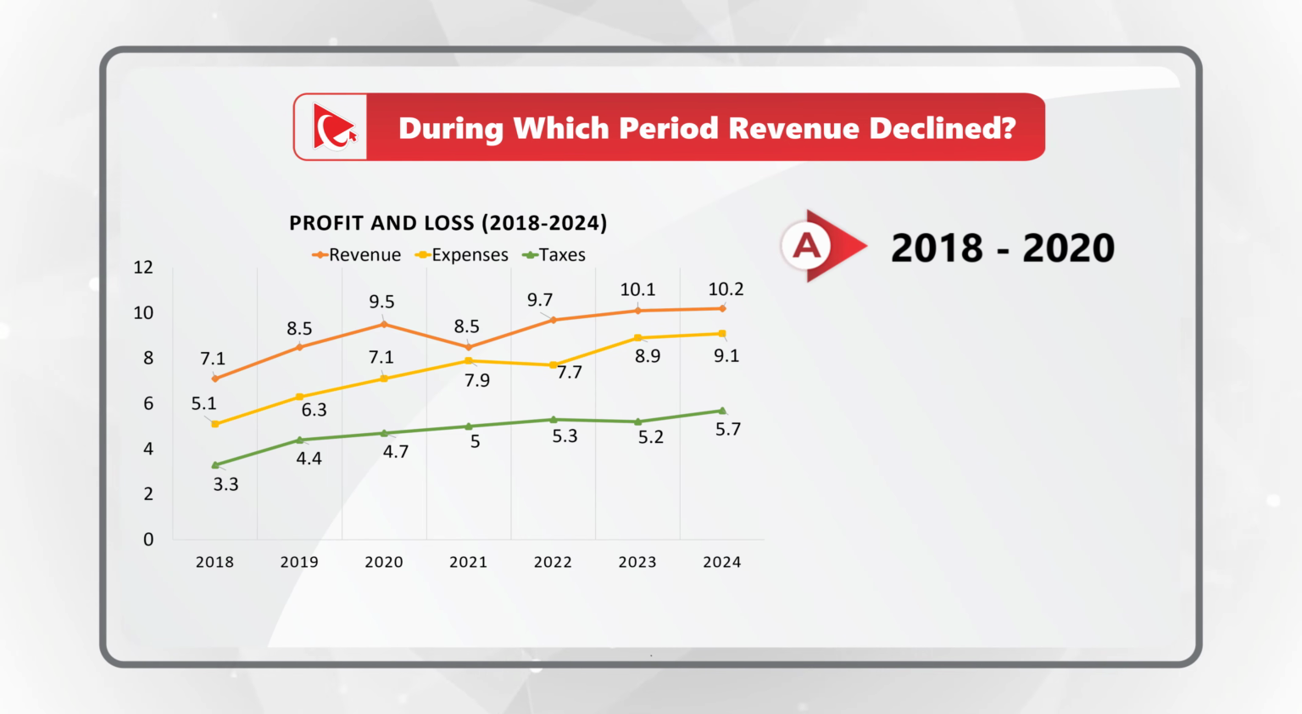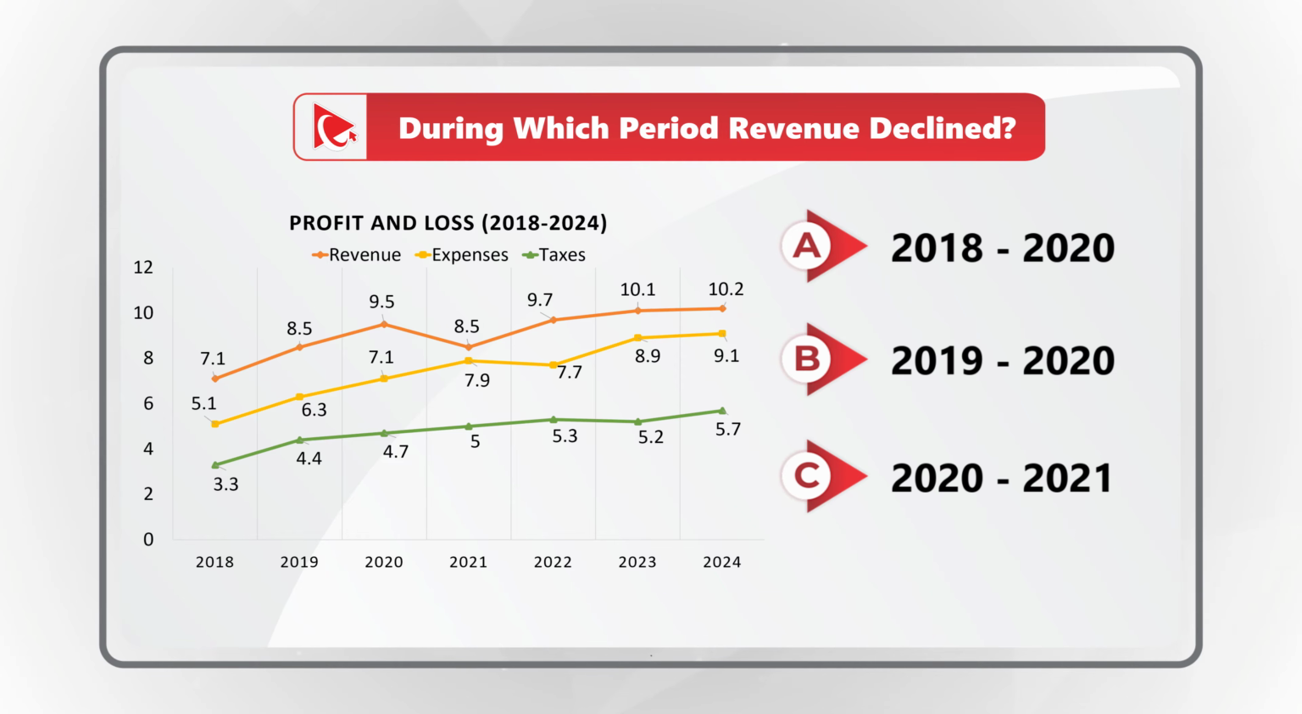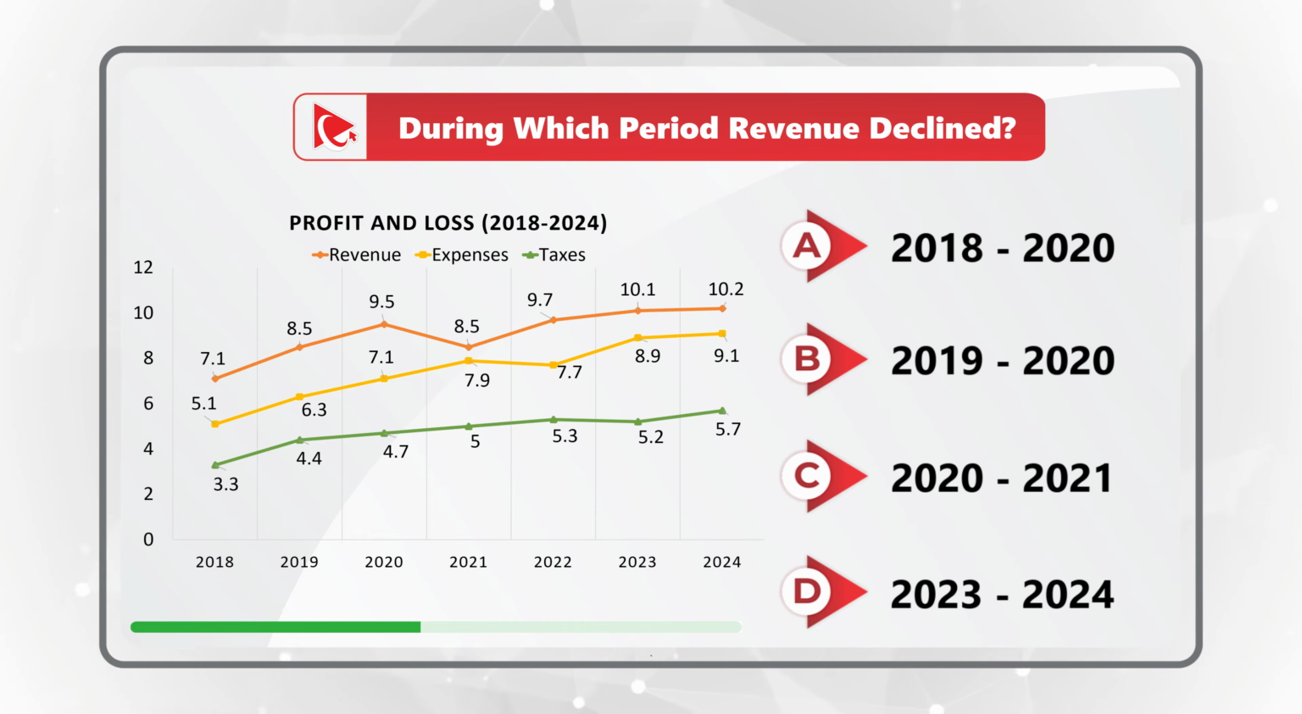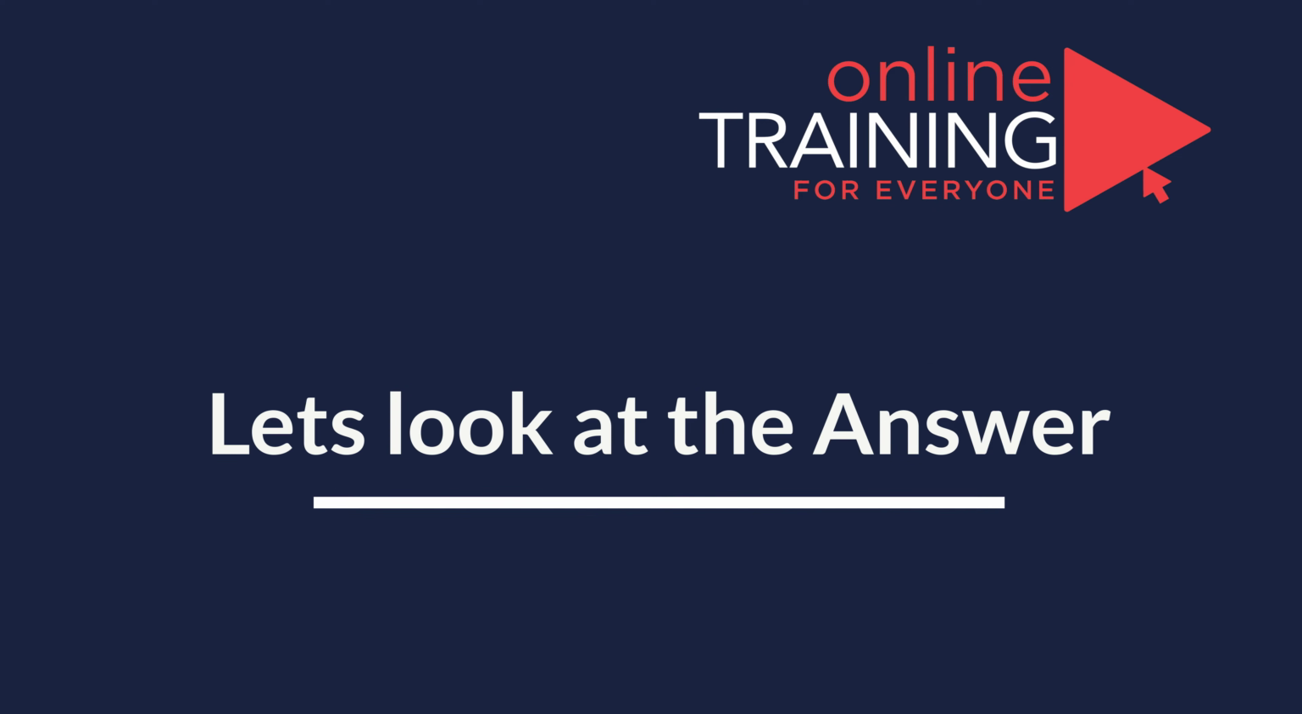Choice A, the period between 2018 and 2020. Choice B, the period between 2019 and 2020. Choice C, the period between 2020 and 2021. And choice D, the period between 2023 and 2024. Give yourself a little bit of time, maybe pause this video to see if you can come up with the solution. I'm pretty sure that by now you found it, but I'm going to move forward and reveal you my version of the solution anyway.